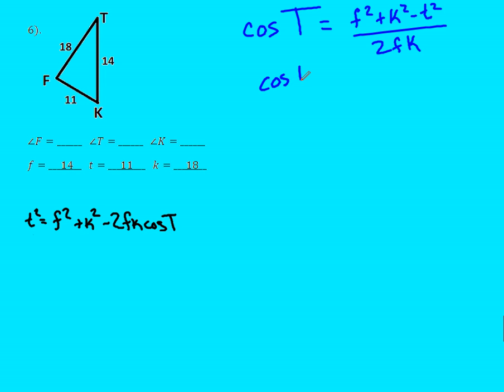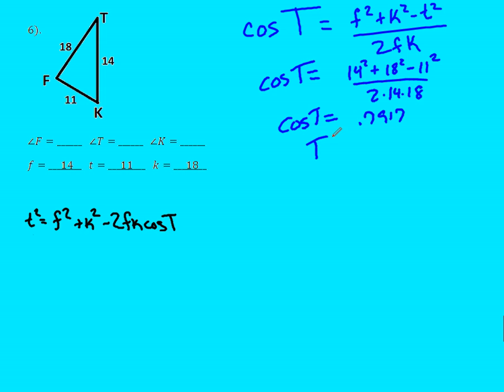So now I'm just going to plug and chug from here. F is 14, k is 18, so it's 14 squared plus 18 squared minus 11 squared, over 2 times 14 times 18. That means that cosine of t is equal to 0.7917. The inverse cosine of both sides means that t is equal to 37.66 degrees.